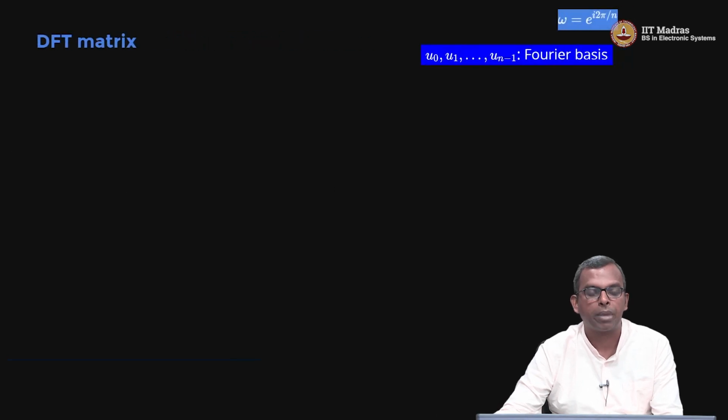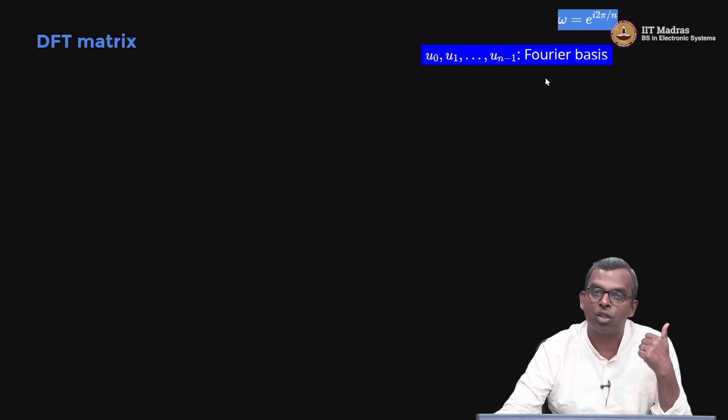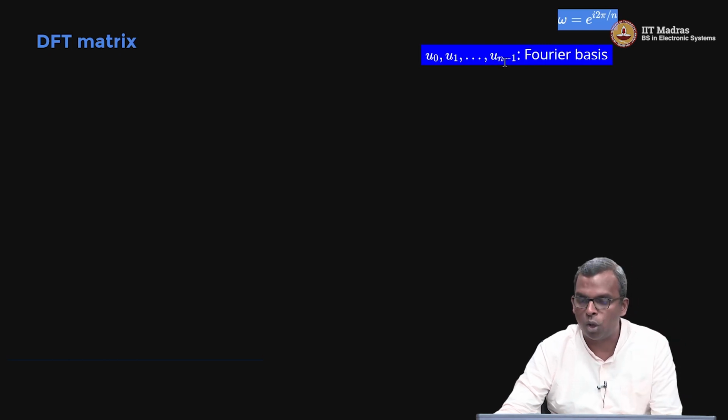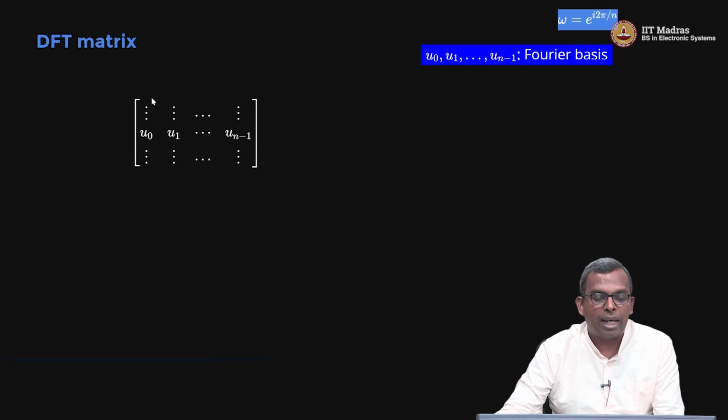So let's see it. For that, we need to first define something called a DFT matrix. Once again, omega is e power i 2 pi by n, and u0 to u(n-1) is my Fourier basis. What do I know about the Fourier basis? It's orthonormal. So when I have an orthonormal set of vectors, I can make them into a matrix like this: u0, u1, and so on. Each column is a vector, and we know that this is a unitary matrix, because any two columns are perpendicular to each other, and the norm is 1.